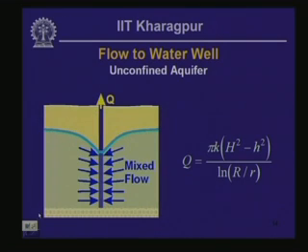Okay, now in this case you should also notice that the flow is going to be a mixed flow condition. It is not going to be a purely radial flow, because of the sloped nature of the flow near the top portion immediately underneath the cone of depression.